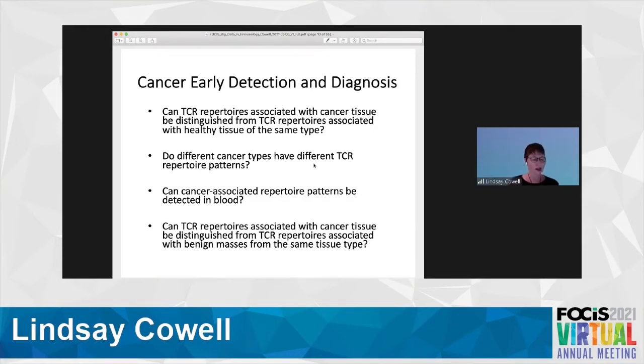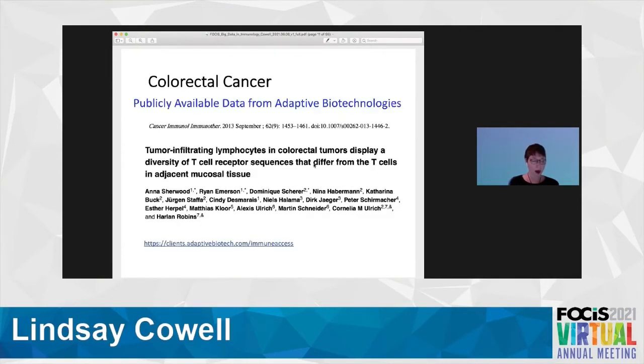And three, can cancer associated repertoire patterns be detected in the blood? And four, can TCR repertoires associated with cancer tissue be distinguished from TCR repertoires associated with benign masses of the same tissue type? So if a patient presents with an ovarian mass, can TCR repertoire patterns help inform whether the mass is benign or malignant?